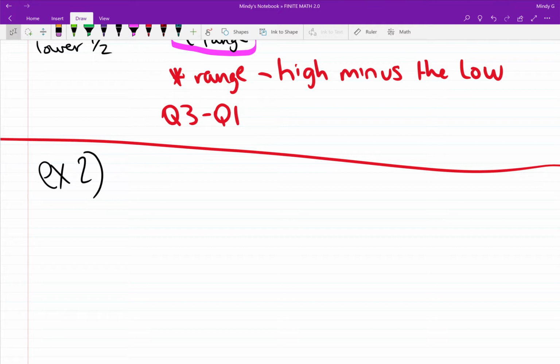Okay, so vacation days. Isn't that weird how it does that? Just changes on its own. Days reported.